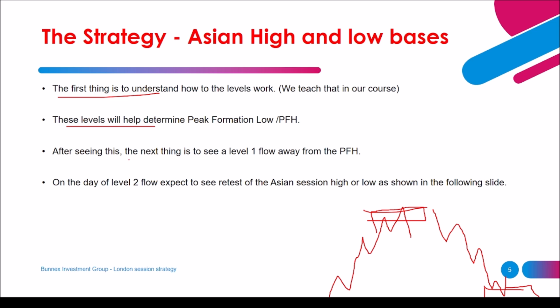After seeing this, the next thing is to see a level 1 flow away from the peak formation high. After setting the peak formation, we need to see a level 1 flow that is now evidence that sellers are in control of the market, and the market makers have induced low short contracts within that particular trading asset. After seeing that, on the day of level 2 flow, expect to see a retest of the Asian session high or low, as shown in the following slide.